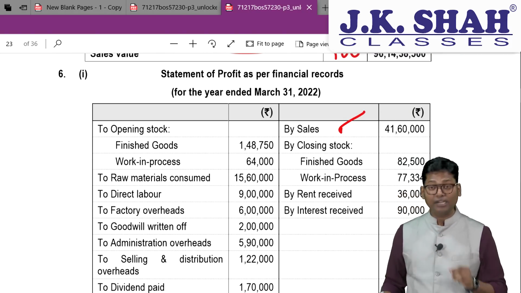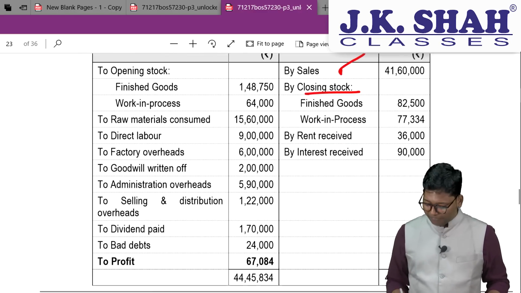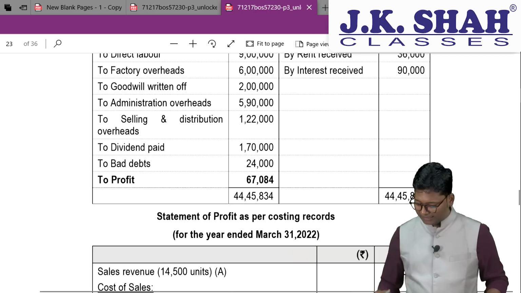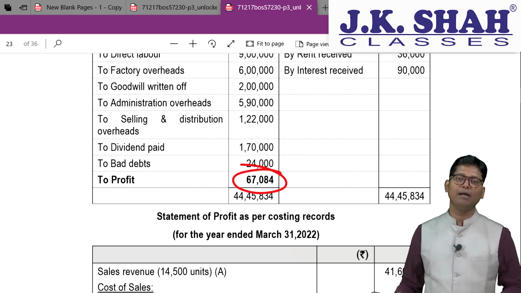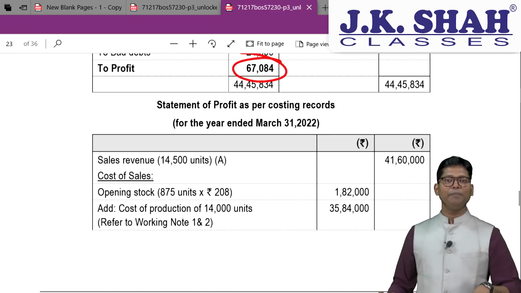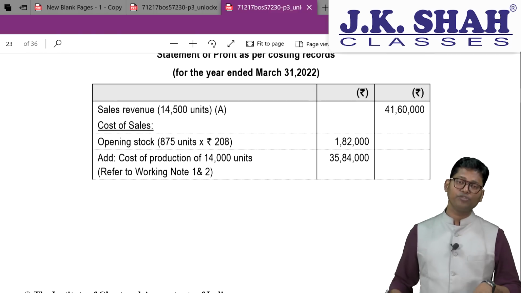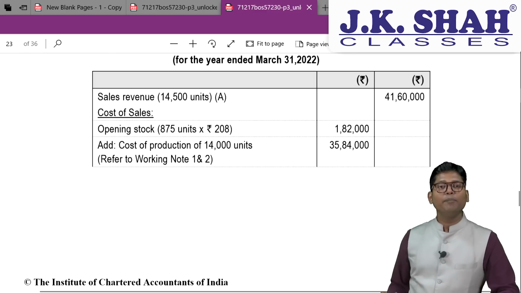Credit side will start with sales, closing inventories, and a few incomes. Debit side will start with stocks and other expenses, and this is the profit computed by using the financial P&L. After the financial P&L, they are using the costing record. In the costing record, they first recorded the sales, then they have computed the cost of sales.